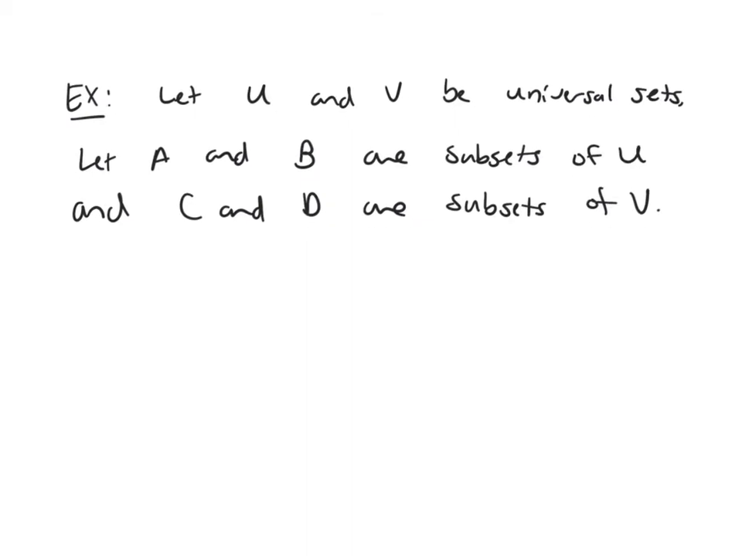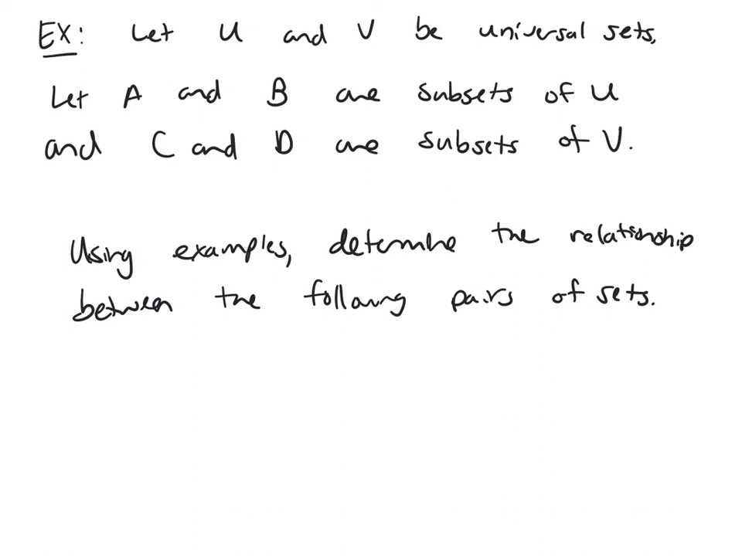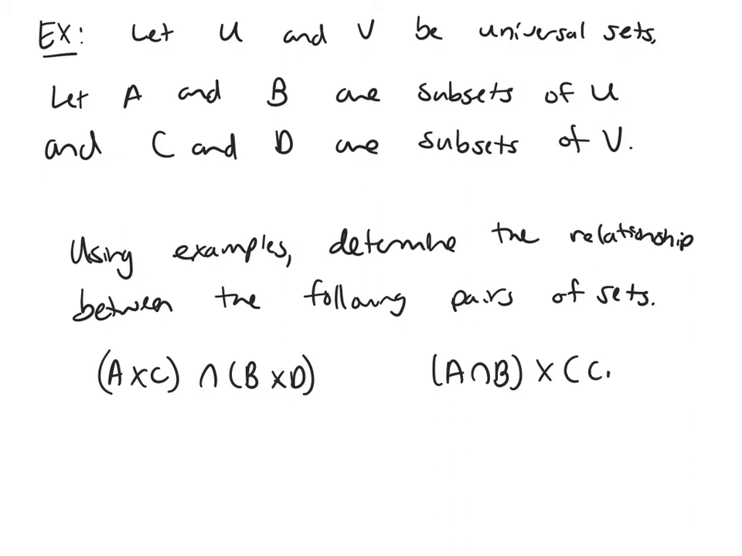And I want you to use examples to determine the relationship between the following pairs of sets. So it's going to be A cross C intersected with B cross D. That's the first one. And A intersect B cross C intersect D.